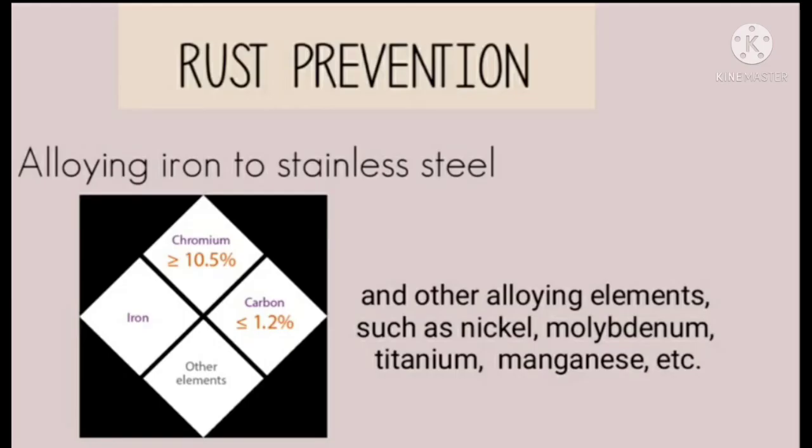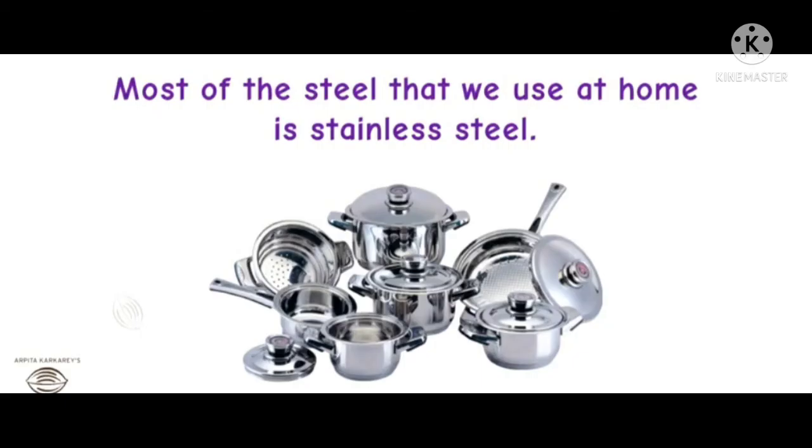Another method for the prevention of rusting is alloying iron to make stainless steel. Stainless steel is made by mixing iron with carbon and metals like chromium, nickel and manganese. It does not rust. As you know, most of the steel that we use at home is stainless steel.